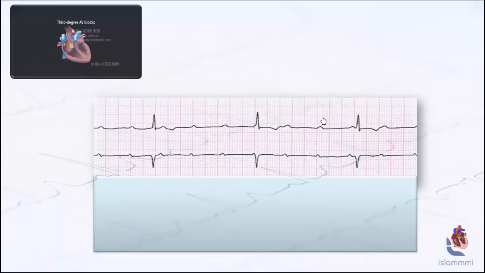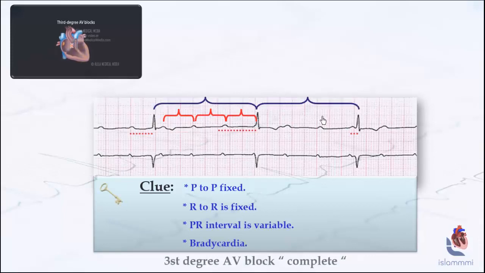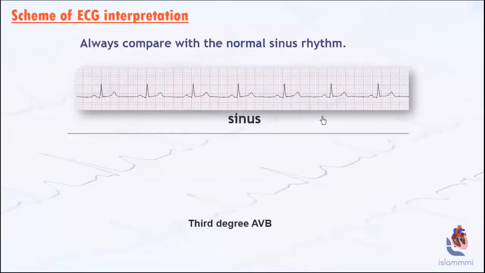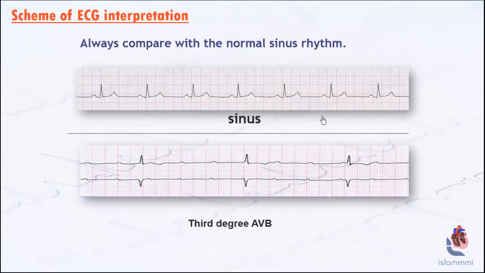So let's see the difference between all of them. This is the normal. This is the third. As you see here, a very regular P wave and only one before each QRS. Here we have bradycardia, and the distance between the R waves is constant, the P waves are constant, and they have no relation at all between them. So the PR interval is very variable. This is what we call complete heart block.